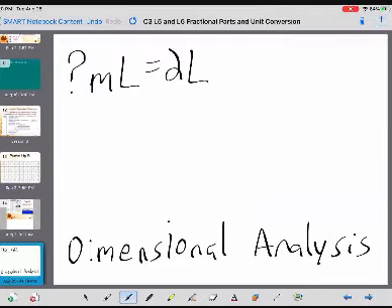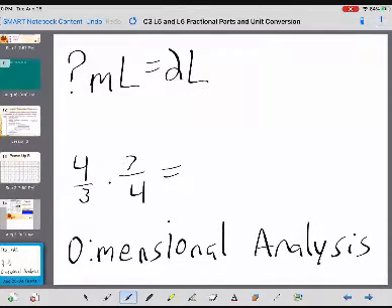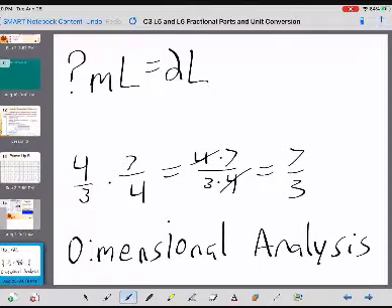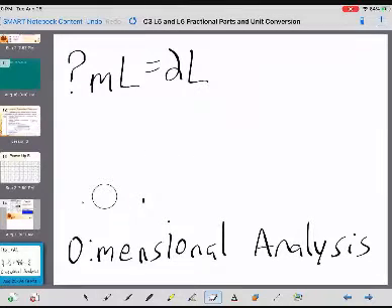So looking at this example, some of you might have seen, let's say we have two fractions. Let's say we have 4 over 3 times 7 over 4. If we see that we have the same thing in the top and the bottom, what we can do is cancel it. So we just cancel the 4's, then we're left with 7 over 3. So we're going to do the same idea, but with units. So I'm going to multiply this by 1, but I'm going to multiply it in a way where 1 is going to cancel out units.